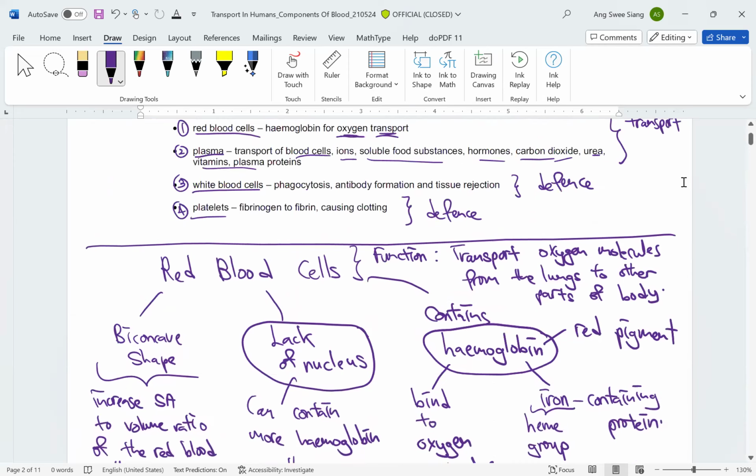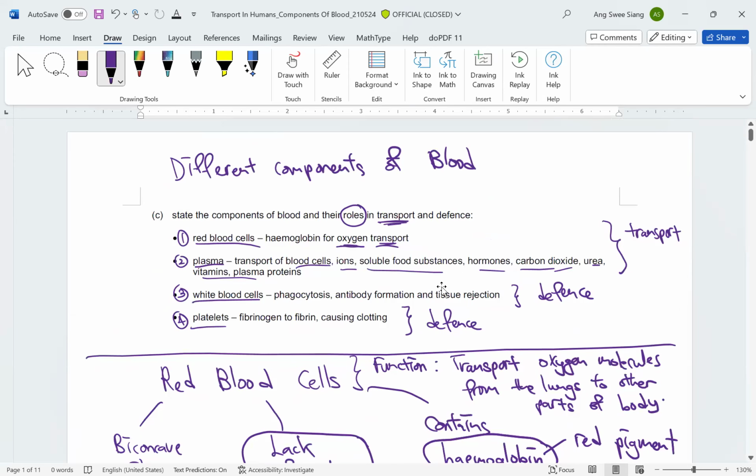Let's look at the syllabus. Okay, y'all like to ask me whether you need to know or not. So y'all see here, carbon dioxide. Okay, plasma transport carbon dioxide. So you must be able to describe what is the role of the plasma in the transport of carbon dioxide. So you need to know a bit of this detail. Okay?